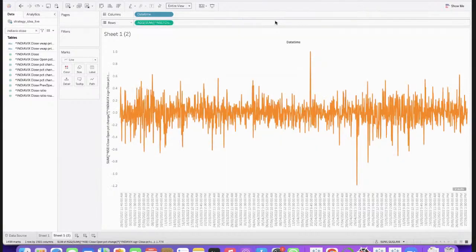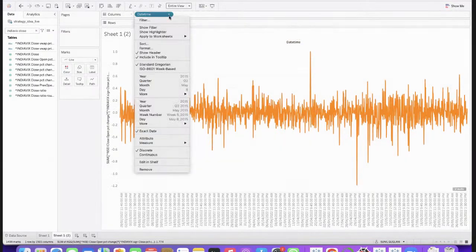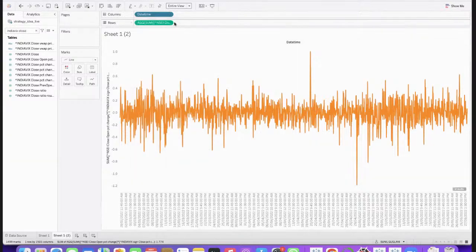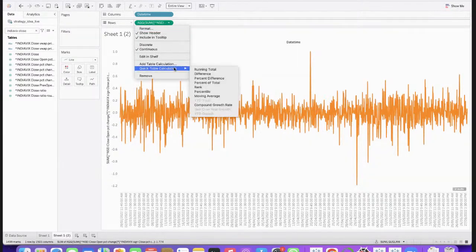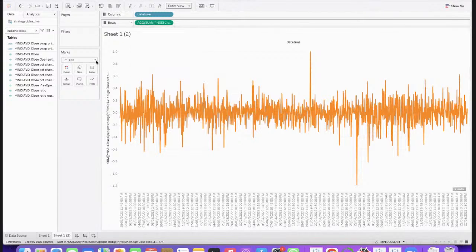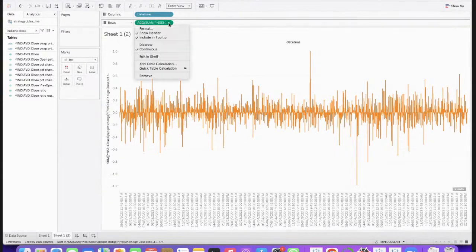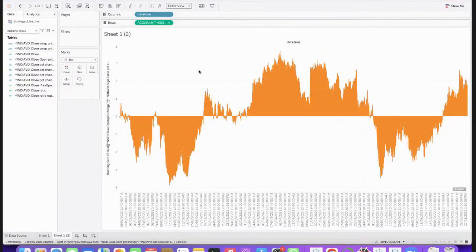and I will press enter. So this came back again like this. I'll make it discrete. I will convert this line into a bar chart and I'll see how it looks. It doesn't look so appealing to me that I can make a strategy on this.